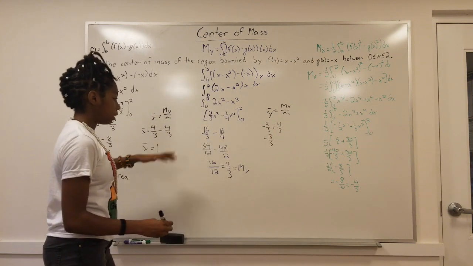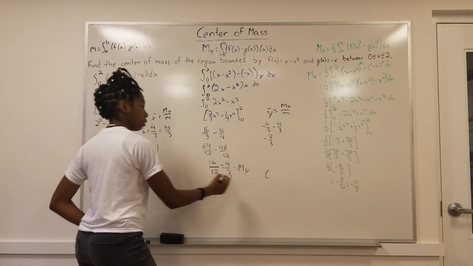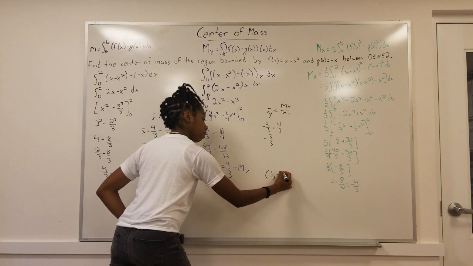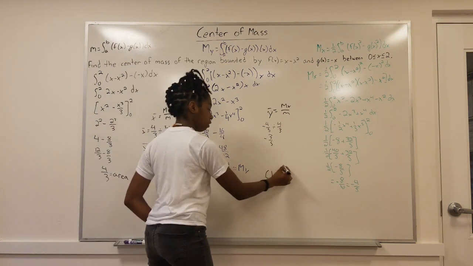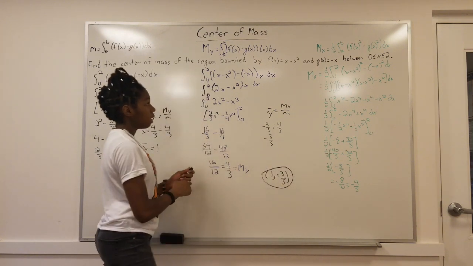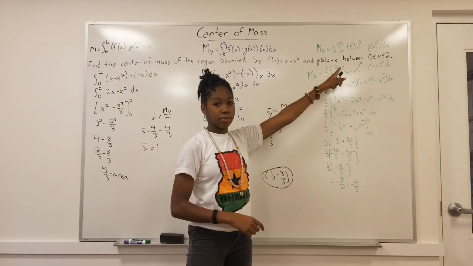So last step is to just write your x bar and y bar to find the center of mass. Your x bar is 1 and your y bar is negative 3/5. So this would be the center of mass of the region bounded by f of x equals x minus x squared and g of x equals negative x between 0 and 2.